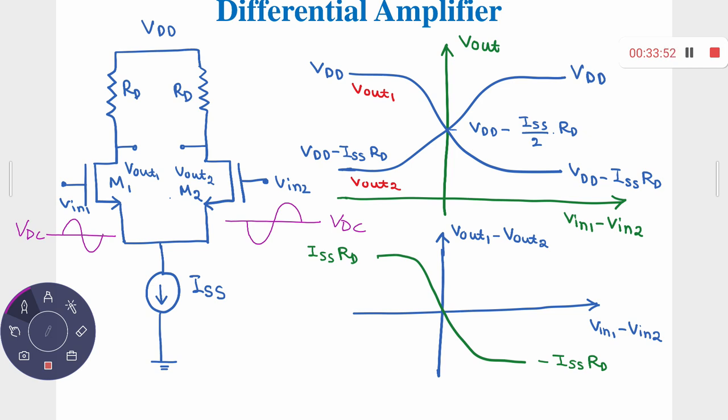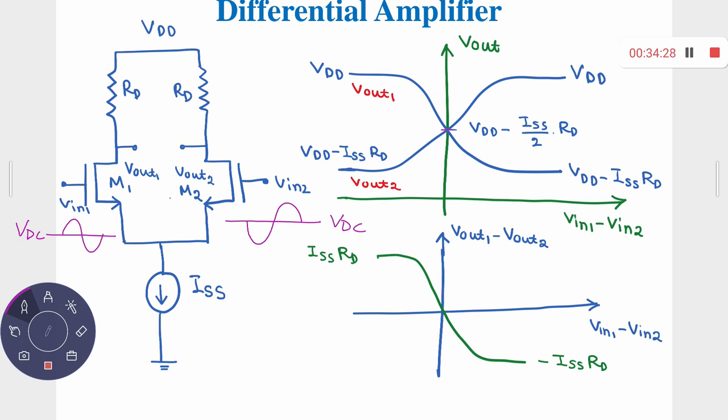So this is the point: VDD minus ISS by 2 RD, when V1 minus V2 is equal to 0. That means V1 equals V2. Right? Clear. Then suppose I allow V1 minus V2 to move to the limit, very large. That means V1 is much greater than V2, keeping your DC level fixed.